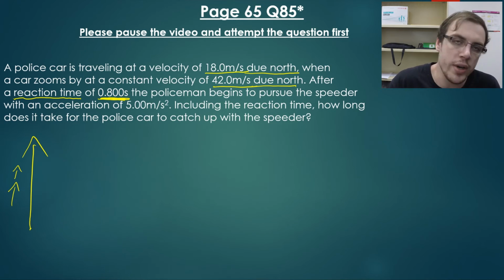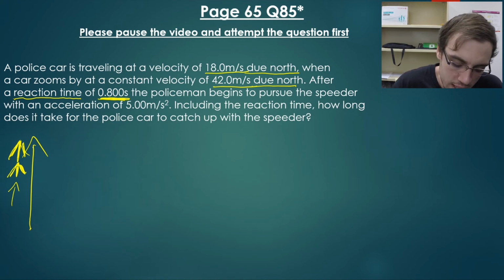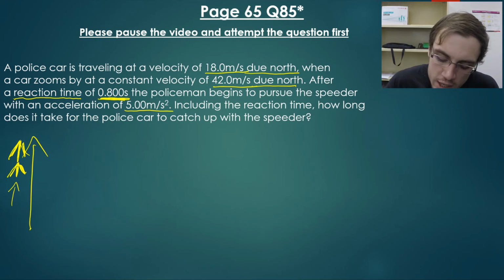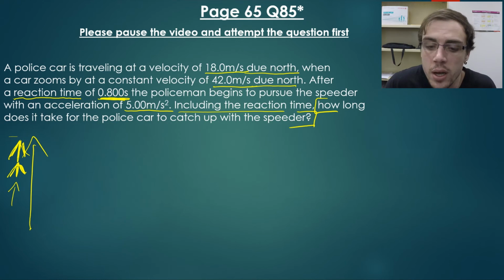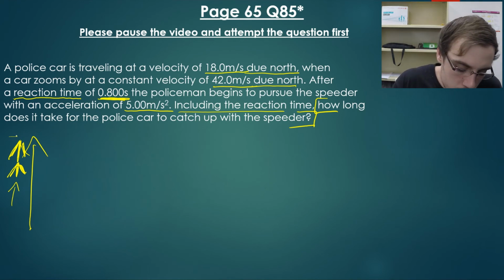So all of a sudden the cop here is going, oh, hang on, and he goes to give chase. The policeman will start to accelerate at 5 meters per second squared. Now, including the reaction time, how long does it take for the police car to catch up with the speeder? The biggest thing we need to do here is see that the question is asking how long it takes for the police car to catch up. So it means at what time will both the displacement for the police car and the speeder be the same? So when they reach the same point here.